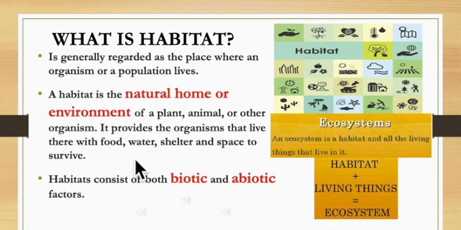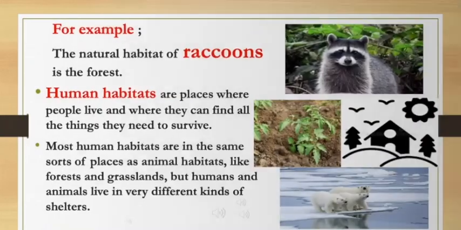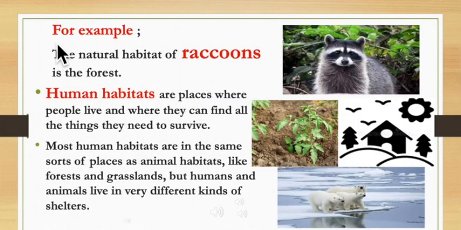They become extinct or wipe out from the environment. So here are some examples of habitat which are listed below. The natural habitat of raccoons is the forest. Okay, and what about the human habitats? Yes, they are places where people live, where they can find all the things they need to survive.